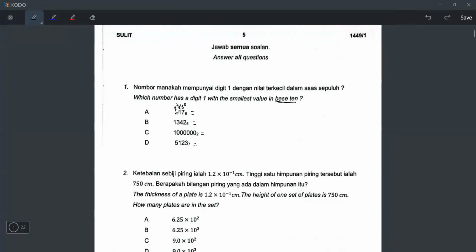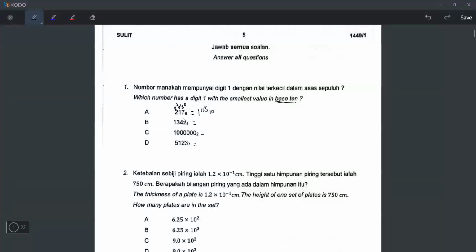So what is 8 power 2 times 2? It's 64 times 2, plus 8 power 1 times 1, which is 8, plus 8 power 0, which is 1, times 7. So you get 143 in base 10.